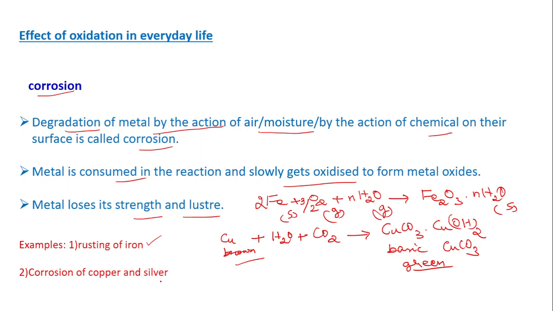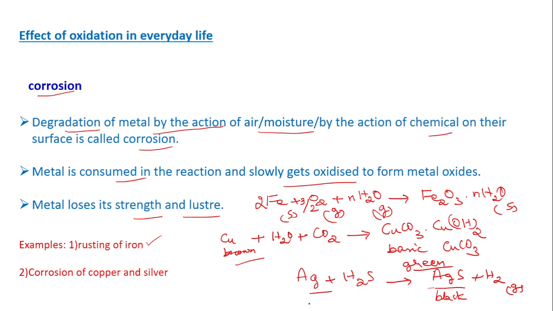So let us see about silver. What happens to silver? Silver will combine with the sulfide ion present in the air to form silver sulfide. This silver sulfide is black in color. How can it be removed? By reacting with any acid or bleaching powder, you can remove that black colored coating of silver sulfide.